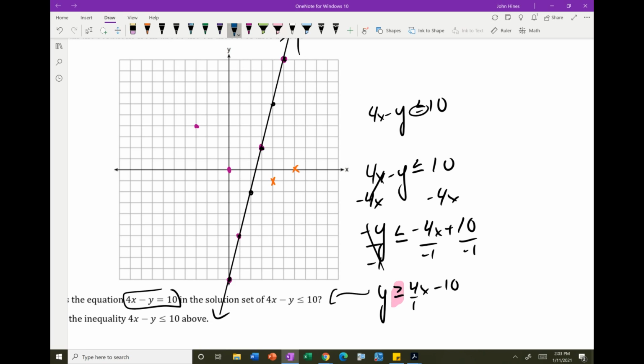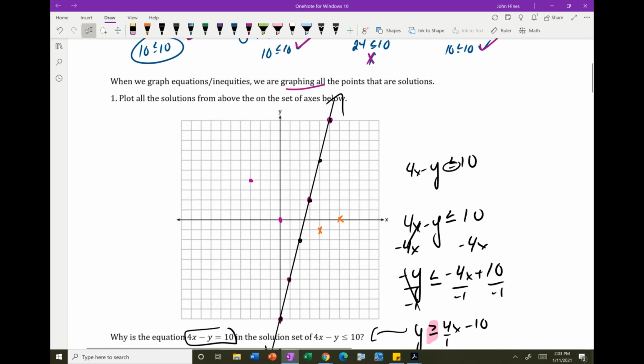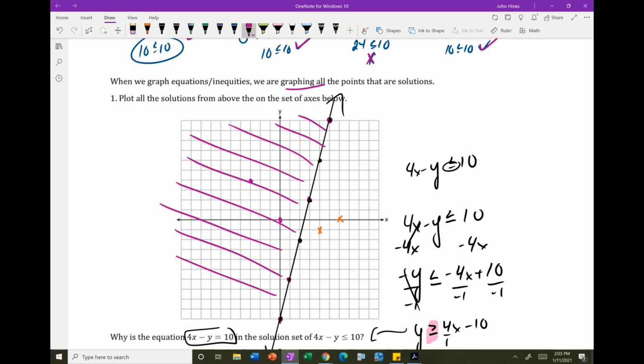So it's really y is greater than that. So here's what we do. Notice the purple points are on this side of the line, and the orange points are on this side of the line. So notice any point on this side of the line is a solution.